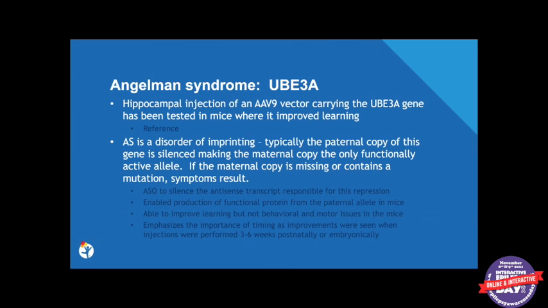So the technique that we use to get around that is to give, again, an ASO to help silence what makes dad's copy not expressed. And so they tested this in mice, and it did work. It was able to improve some of the learning symptoms, but not some of the other issues associated with this mouse model. Improvements were seen when the injections were performed at various points in time, so when the mice were injected in utero, as well as when they were injected several weeks after they were born, which is encouraging news.